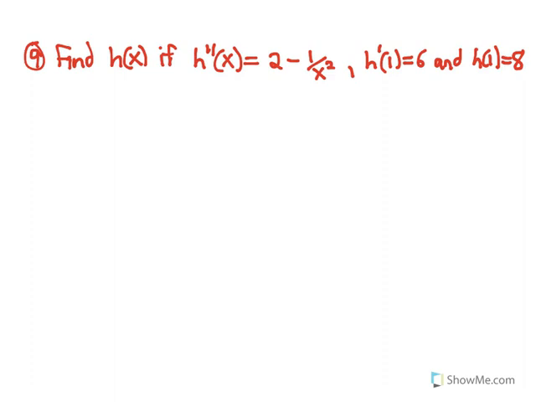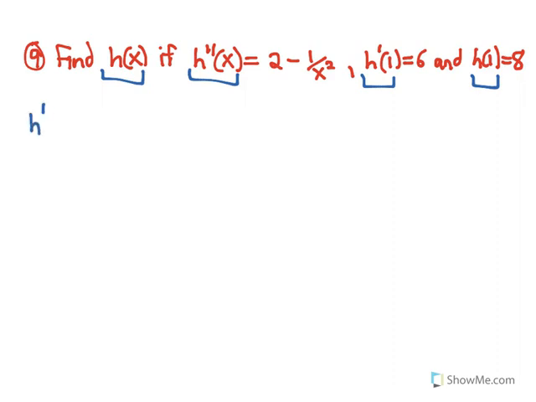Okay, for number 9, this is the classic antiderivative question. Every time we go up a level, we have to add the plus c, or the constant. So that's exactly what we've got here. We've got h double prime, we've got h prime, and we've got h of 1. So we actually know something about h of x, but we've got to find the whole function h of x. So I'm going to start at the second derivative, and I'm going to take the antiderivative.